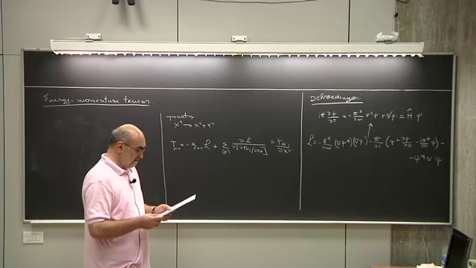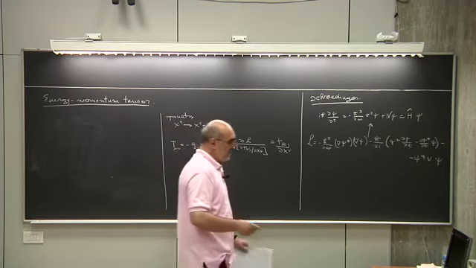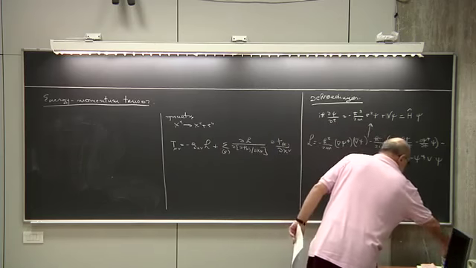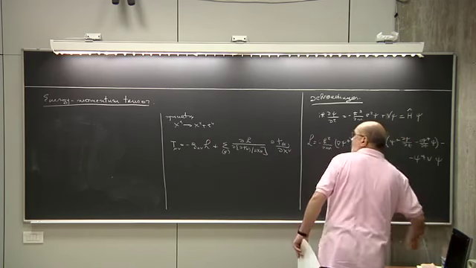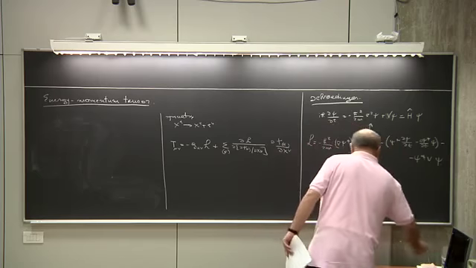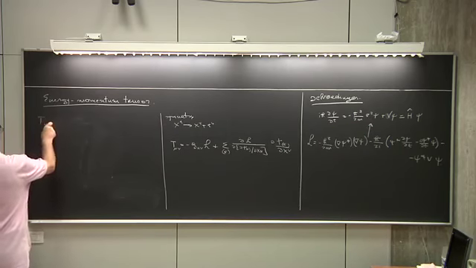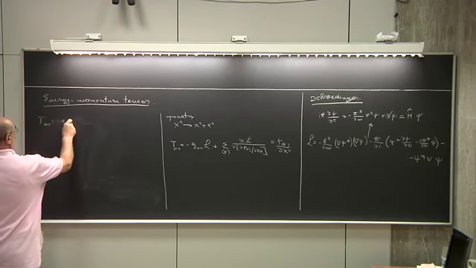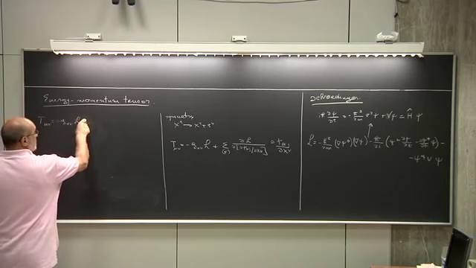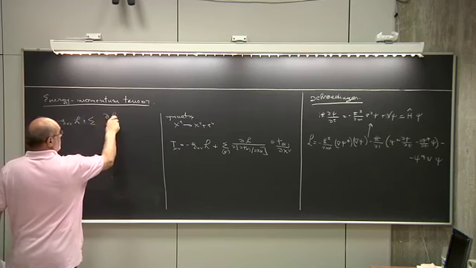Okay, but this is not the main point. So let's write here the energy momentum tensor T mu nu equals G mu nu L plus the sum over dL.